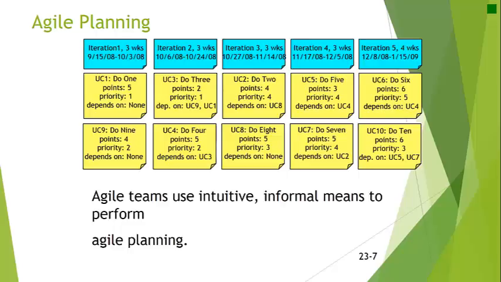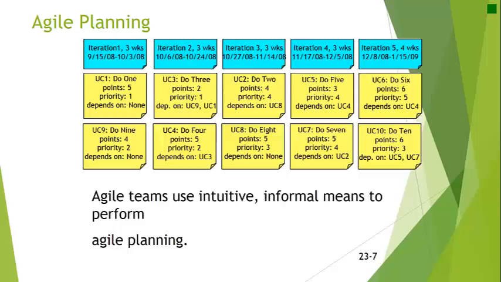Agile planning is informal, can occur quickly, and uses simple tools such as story cards and a corkboard or post-it notes. The cards or post-it notes are arranged in a conceptual grid. The columns show the iterations and the stories assigned to them. The iterations and durations are on the top row of the grid. Below are the use cases or stories included in each iteration.